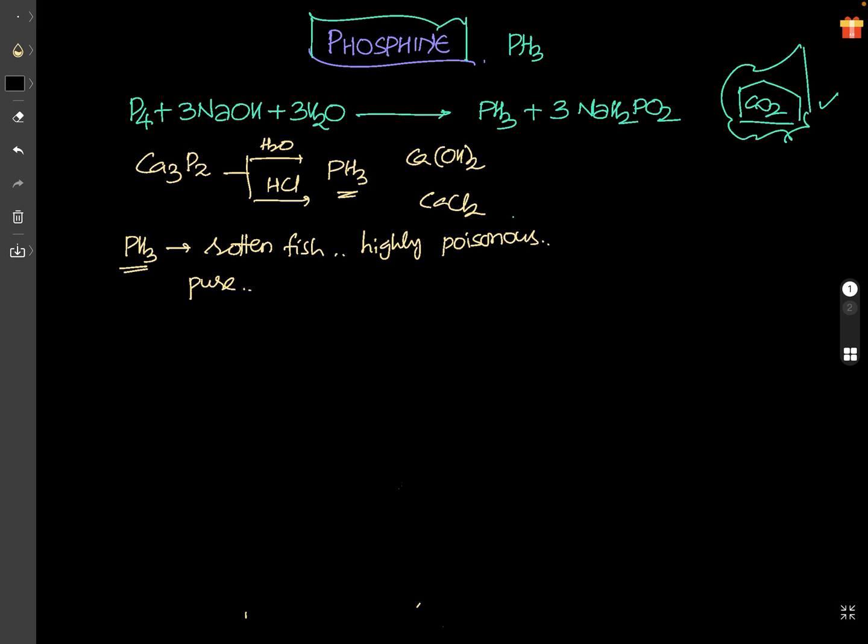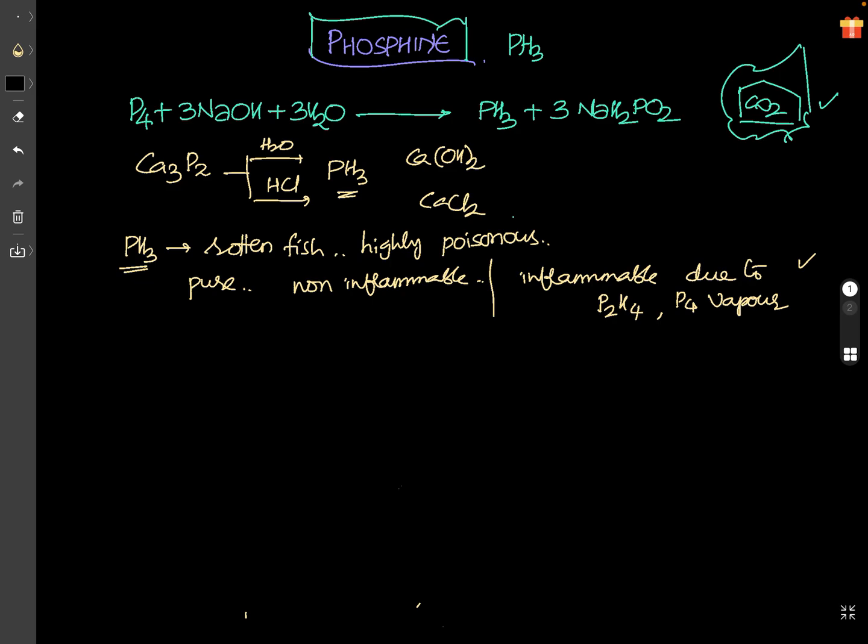In pure form, it is non-inflammable. Non-inflammable when it is pure, but it becomes inflammable due to impurities. These are the questions. Inflammable due to P2H4 and phosphorus vapors. Pure is non-inflammable, but inflammable due to P2H4 and P4 vapors.